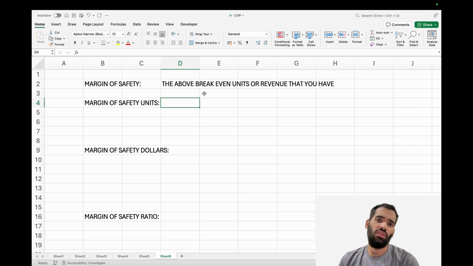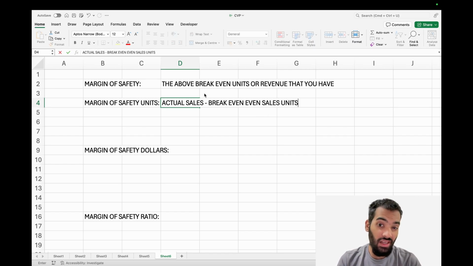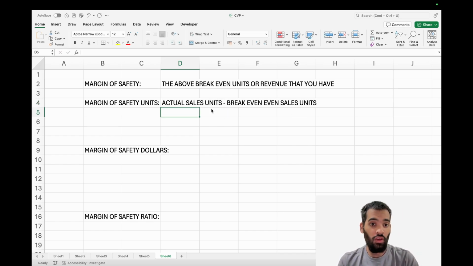So margin of safety in units, like we said, means how much more you're selling than the break even. So we'll do actual sales minus break even sales. Of course, when we are talking about units, we're talking about sales units here. So let me also write that here just to be clear. We're doing actual sales units minus the break even sales units.